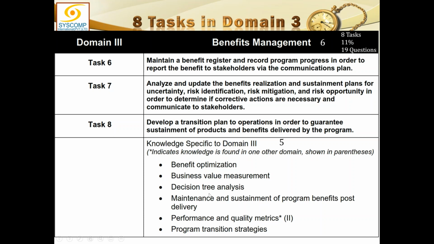Right. Then decision tree analysis probably must not be any problem for you. Maintenance and sustainment of program benefits post delivery. This is something you probably, if you apply your mind, can think of how it applies. That is the sustainment policy. How do you plan to sustain the benefits of the program after it has been delivered? Performance and quality metrics, program transition strategy, how the program is to be transitioned.